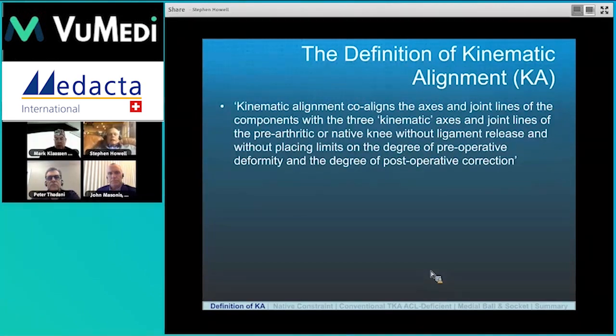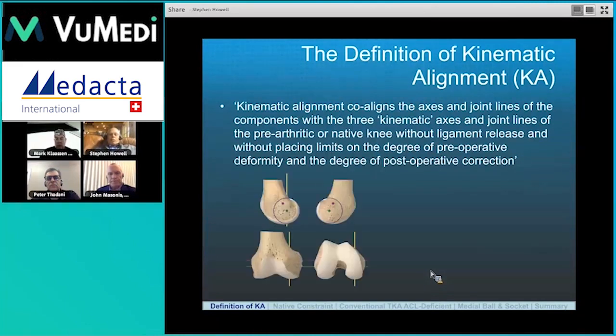In our view, kinematic alignment co-aligns the axes and joint lines of the femoral and tibial components with the 3 kinematic axes and joint lines of the pre-arthritic or native knee without a ligament release and without placing limits on the degree of preoperative deformity that you treat and the degree of postoperative correction that you achieve.